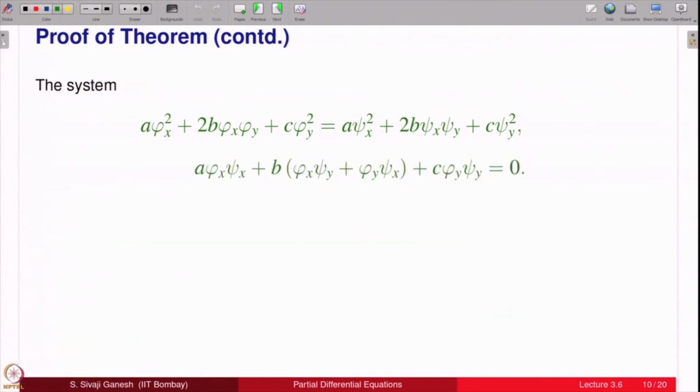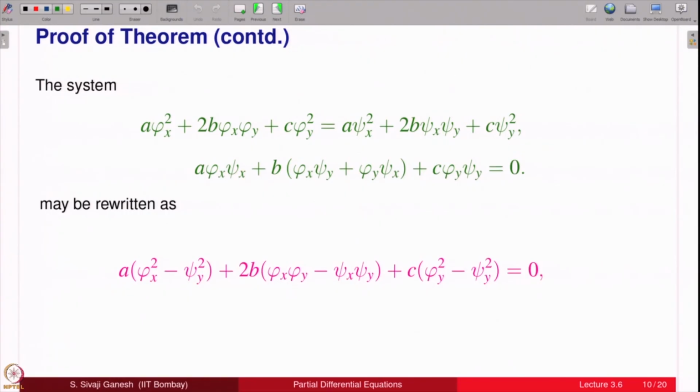This system may be rewritten as this. In the first equation, I simply transfer the psi terms to the left hand side, and I take a common, so that I get phi x square minus psi x square, 2b common, so that I get phi x phi y minus psi x psi y, and c common, so that phi y square minus psi y square. It is exactly the same equation rewritten.